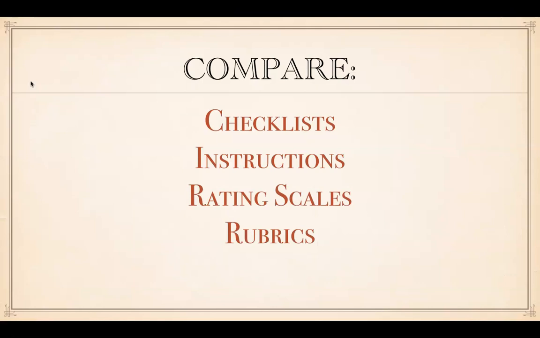So here's what we want to do as we look through this. We want to compare the differences and similarities between checklists, instructions, rating scales, and then rubrics. And rubrics are the more full, more robust measuring tool here. And as we progress through the course, we want to make as many distinctions here as we can to separate rubrics as being that higher end tool for measuring learning.